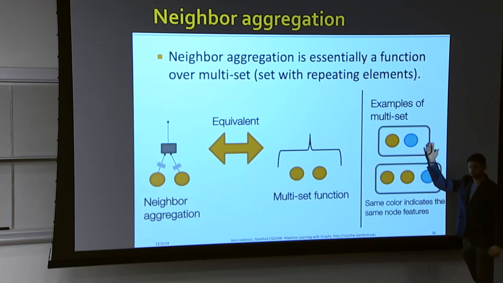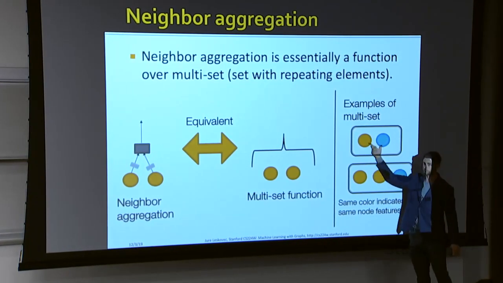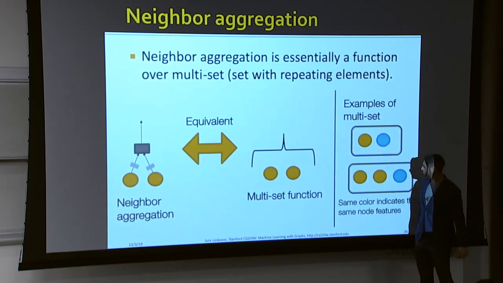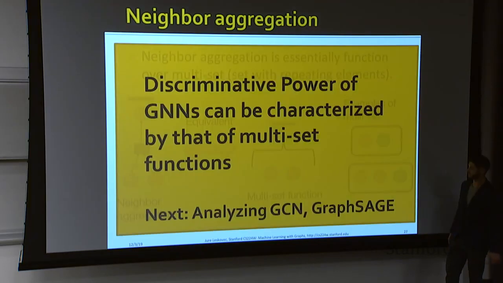These are just some additional examples of multisets that you can think about. In this case, you will have two neighbors and they have different features. Or in this case, that's why we care about a multiset, because there are three neighbors in total. Two of them have the same features, one has a different feature set. So once again, every time the color is the same, it denotes that we have the same set of features, okay? So that's why we work with multisets.